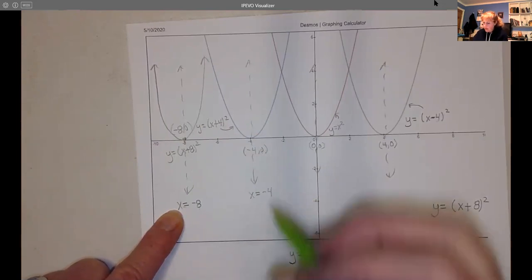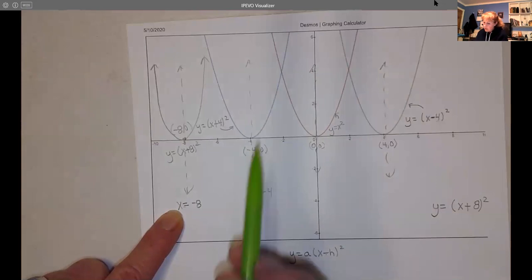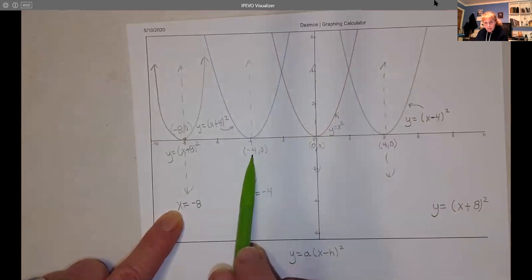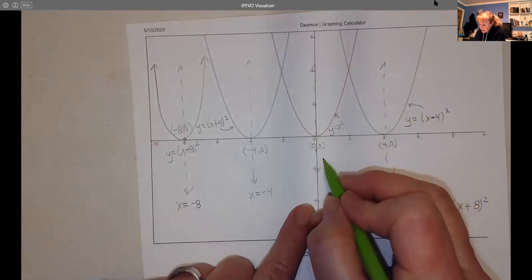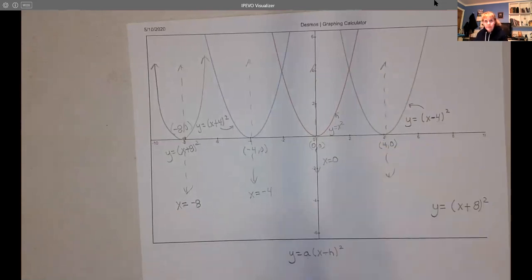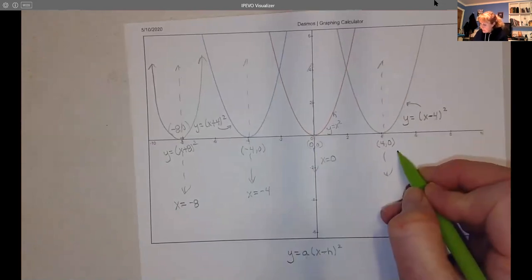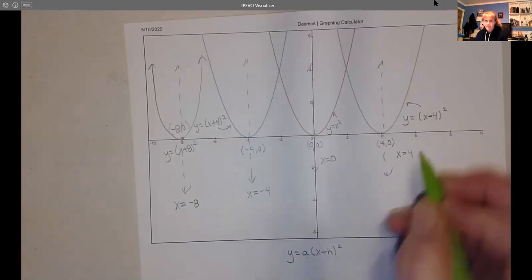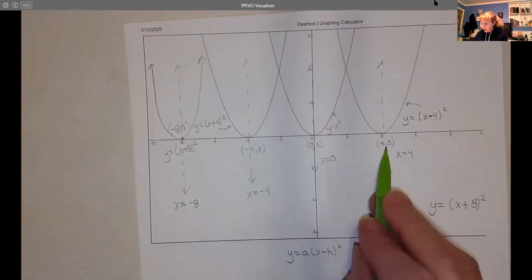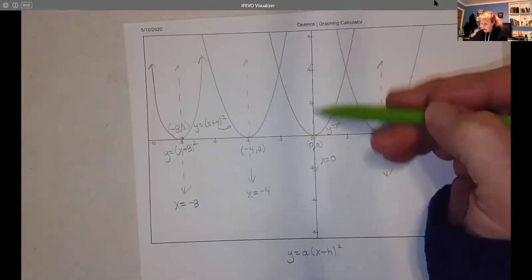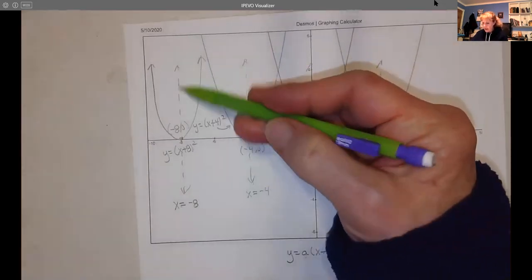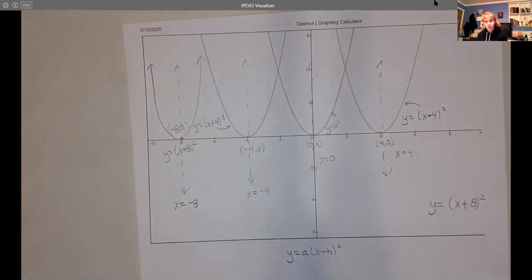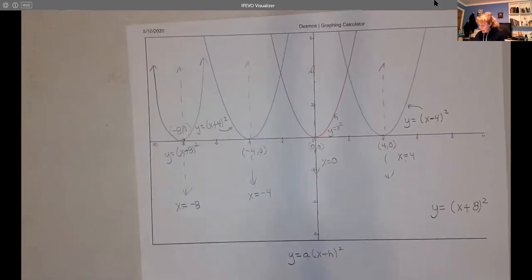Here, this is the equation of my axis of symmetry: x equals -4. It hits the x-axis at -4. Look at the x-coordinate of your vertex. This one right here, x equals 0. Here, the axis of symmetry is x equals 4. It hits the x-axis at 4, at 0, at -4, at -8. And they're all vertical lines, x equals. Perfect. We have one more to do, and that's the K.